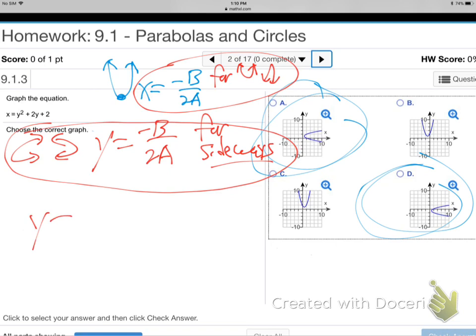All right, here we go. Negative b. What's b? This is a, b, c, right? A, b, c. Negative 2 over 2 times a. A is 1. Negative 2 over 2, negative 1. Y equals negative 1. We good? That's actually enough information right there.